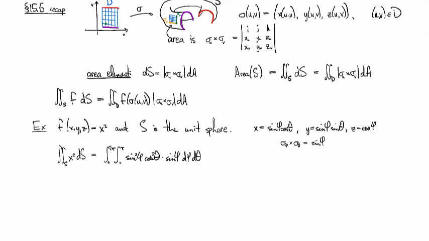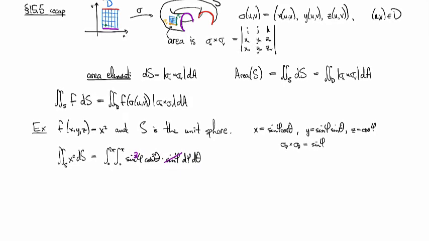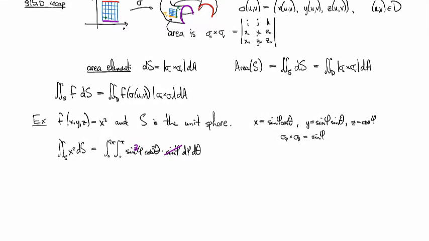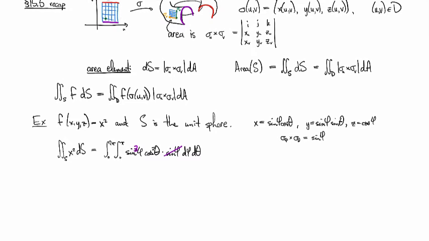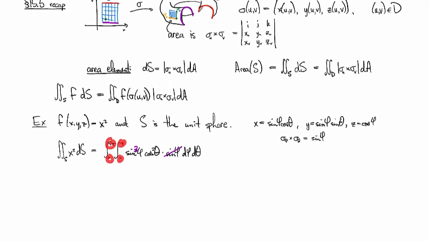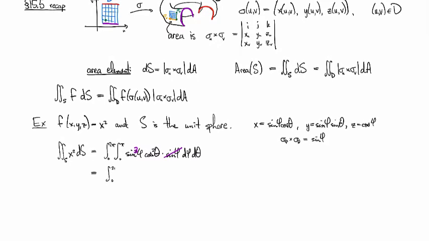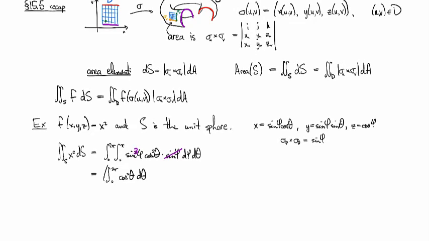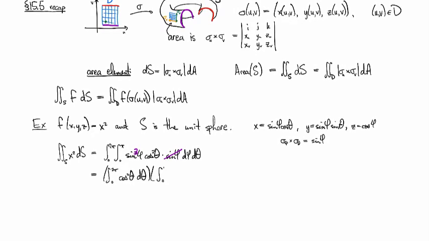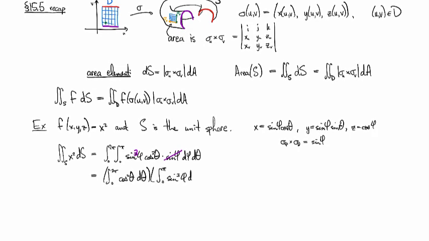So I can combine this guy with the other ones just by making that into a 3. And let's see, now it looks like we can fubinate. Check it out. We've got a product of phi times a product of theta, and all of our bounds are numerical constants. So we can do the integral from 0 to 2 pi of cosine squared theta d theta times the integral from 0 to pi, I love this shortcut, of sine cubed phi d phi.